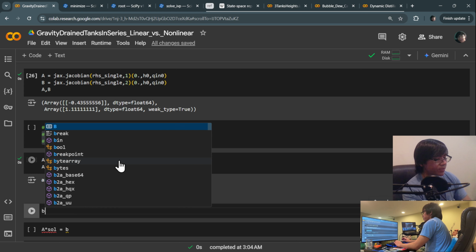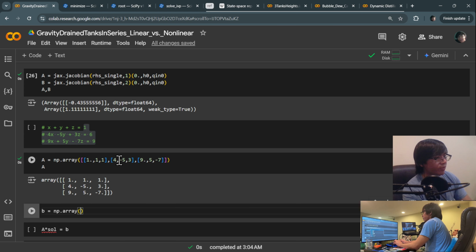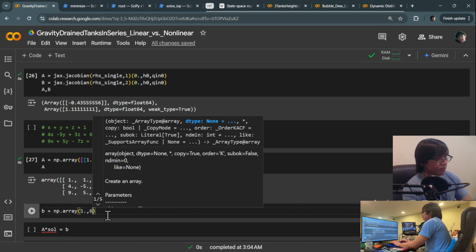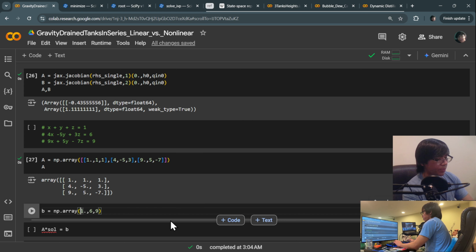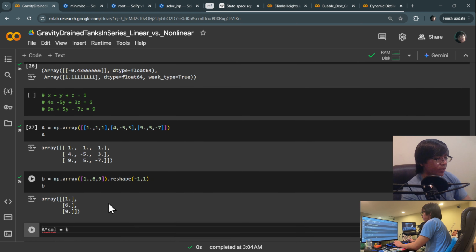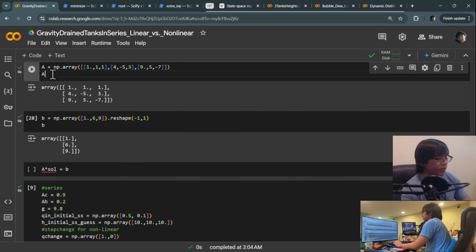And we have our B matrix. That's just an array of 3 numbers, 1, 6, and 9. Make sure we have our brackets. And then I'm going to reshape this so it matches the shape of our A matrix, that way we can actually do the matrix multiplication of the inverse. So I put a -1 here, so it reshapes into however many values I input that correspond to the elements, and then 1 for one column, and we take a look at that. So it should be a 3 by 1. Perfect.